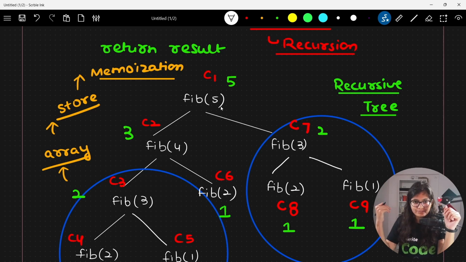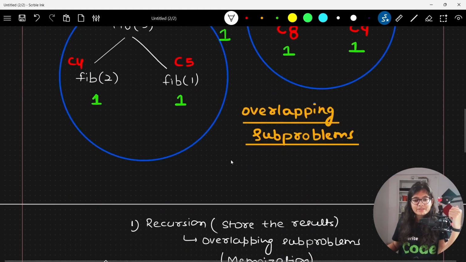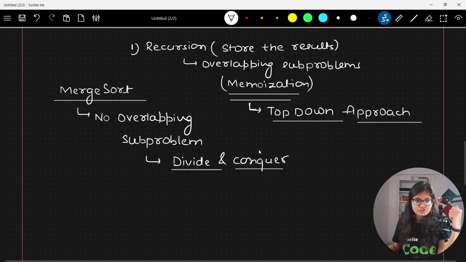So at that point of time, researchers came across this thought: why not store the result within some array? And before doing any sort of calculation, we will just check whether that result is already present in that array or not. If it is present, we can directly take that. If it is not present, we can calculate it, right? This is something we call memoization.